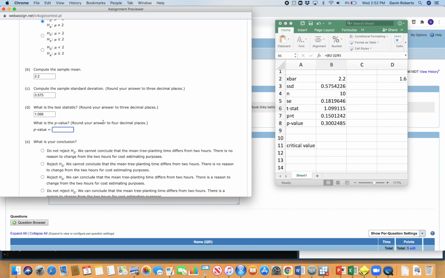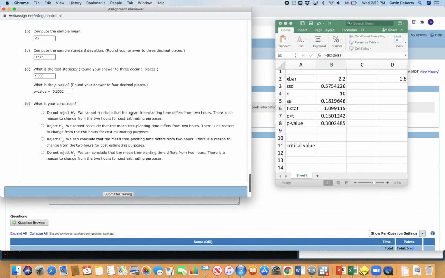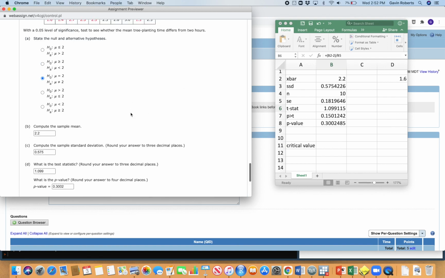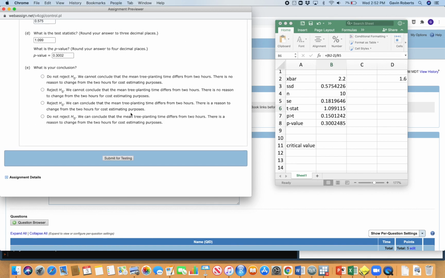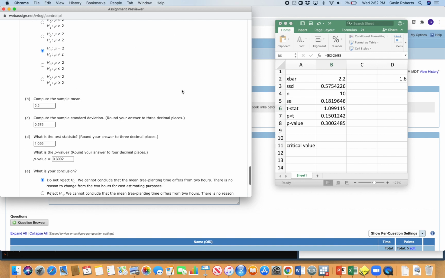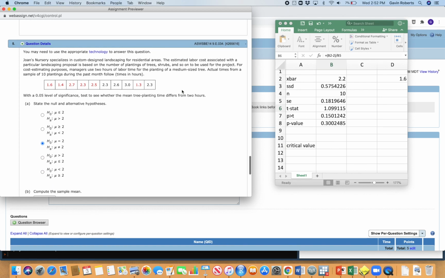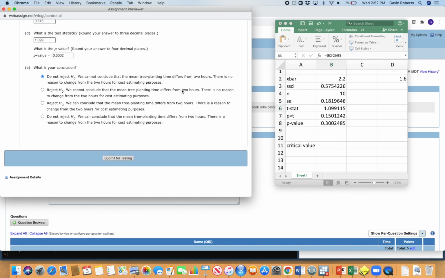What is the p-value? I did need to do it. 0.3002 is about 0.3. What is your conclusion? We are not rejecting that. That is a huge p-value. Do not reject, we cannot conclude. They flipped it. Is anybody else scared? That one seemed like easy.